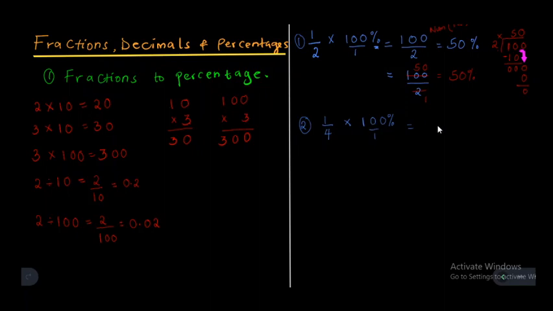1 times 100 gives you 100. 4 times 1 gives you 4. So here we have 100 divided by 4. Of course, I'll start with the first way, which is dividing it. Remember we have said the numerator does what? It goes in. Always remember that. So I'll put 100 inside and I'll put the 4 outside.